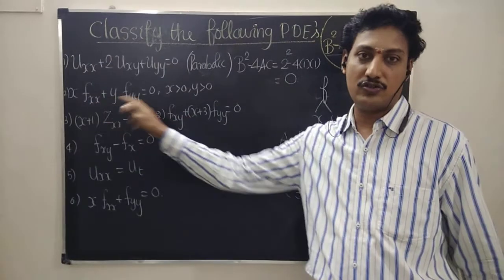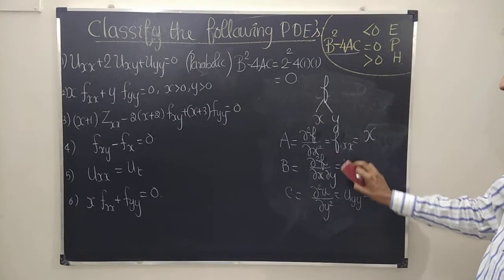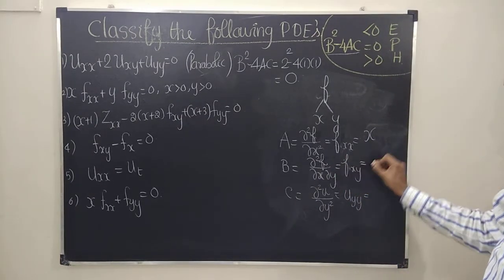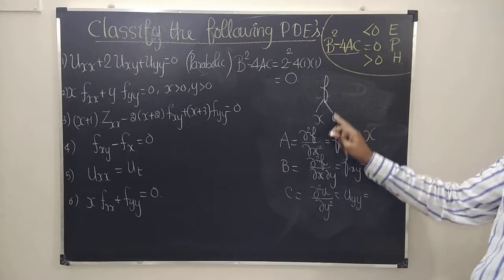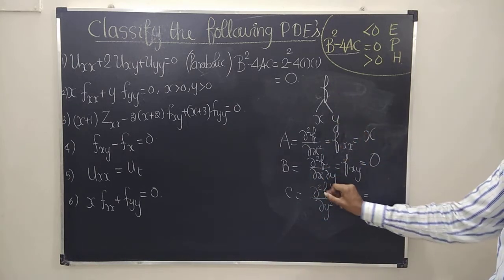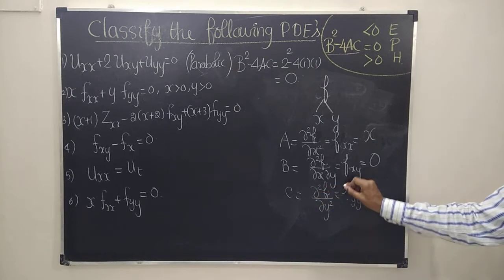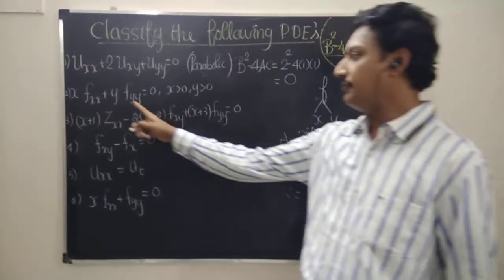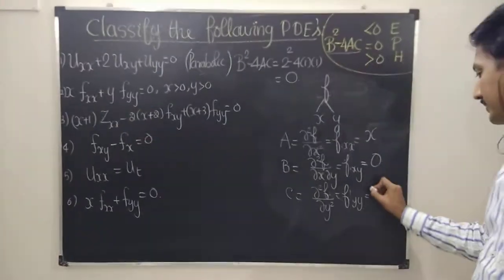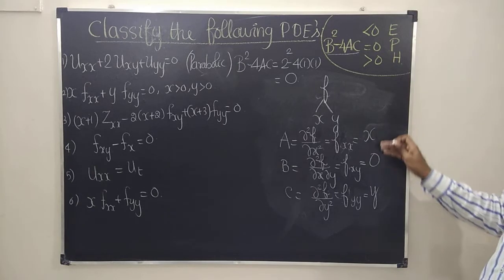Unfortunately, we don't have such a term, so that's why fxy is not given. So the b value is 0. What about c? C is f with respect to y 2 times, so ∂²f/∂y², that is fyy. In this question number 2, the coefficient of fyy is y. So my c is y. So I found the a, b, c values.